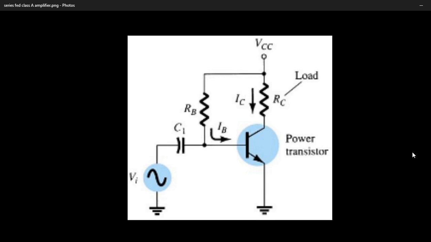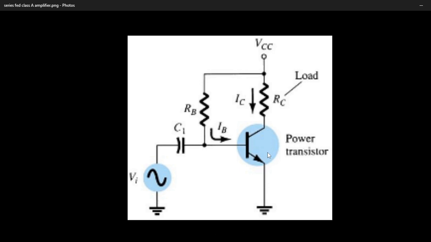In this video, I am going to explain Class A series fed amplifier efficiency analysis. This is the basic circuit diagram of a Class A series fed power amplifier. Output is taken at the collector and input is applied at the base, so it is basically a common emitter amplifier. Here a fixed bias circuit is used, and a power transistor is used, which can handle a large amount of power.